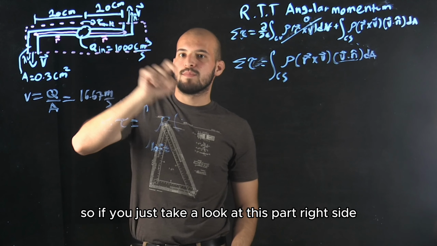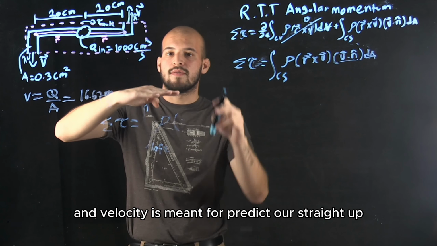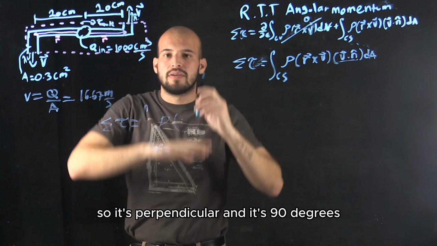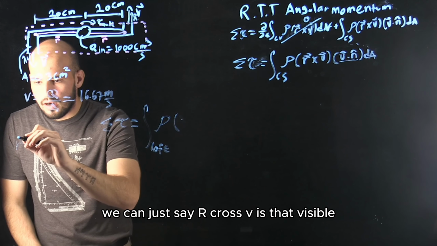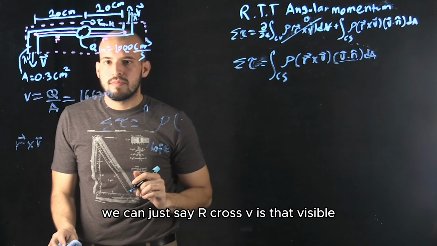If we take a look at the right side, we'll see that our r is coming in this way, and velocity is going perpendicular, or straight up. So it's 90 degrees. The angle between them is 90 degrees. So we can just say r cross v. Is that visible? Yeah, that is. Okay.